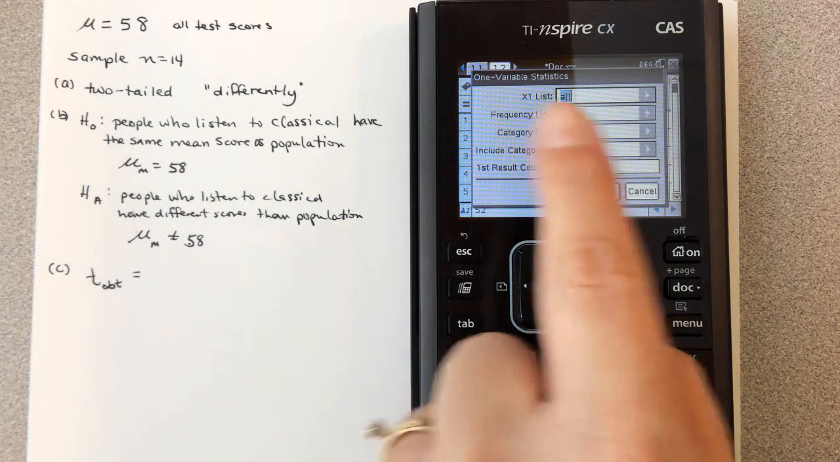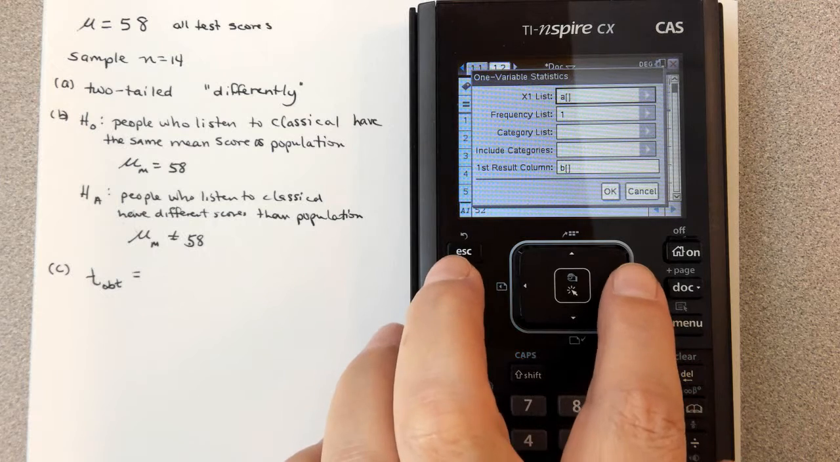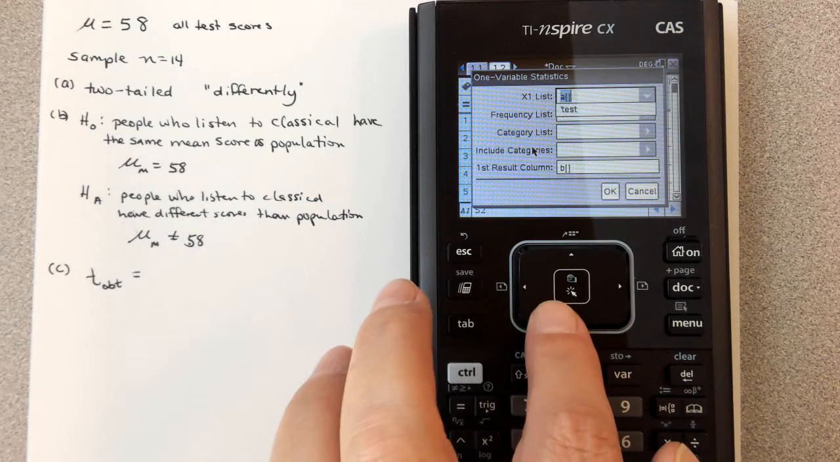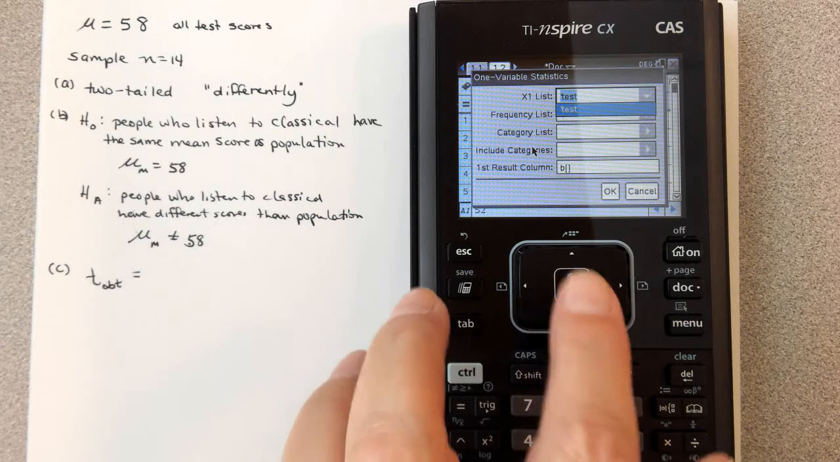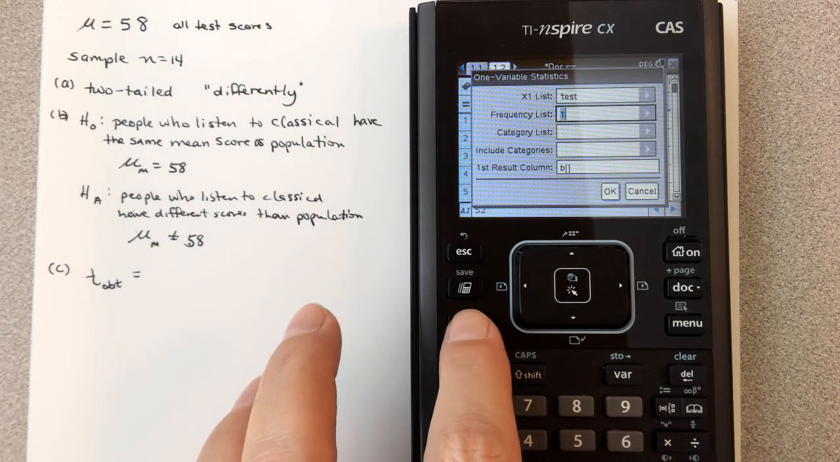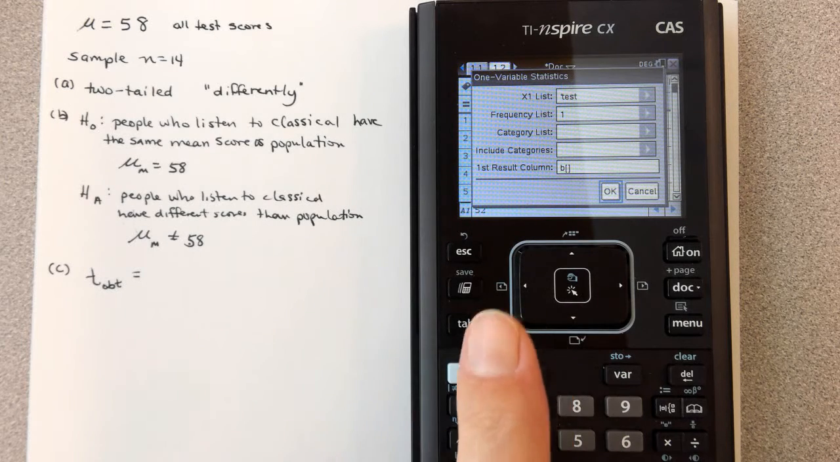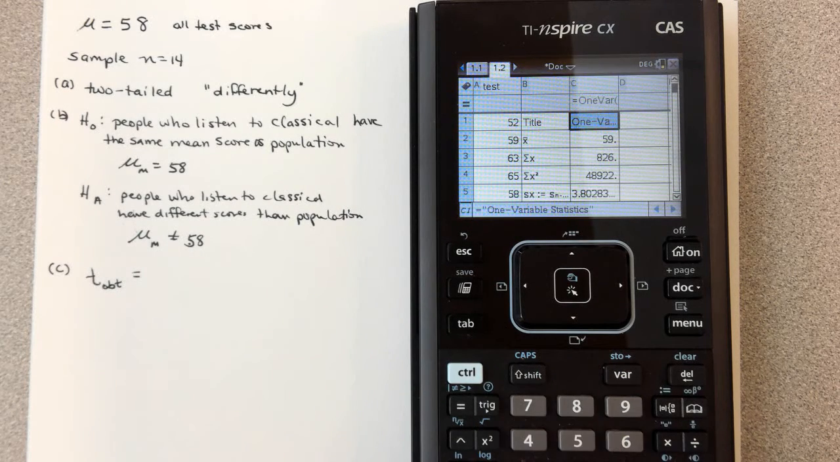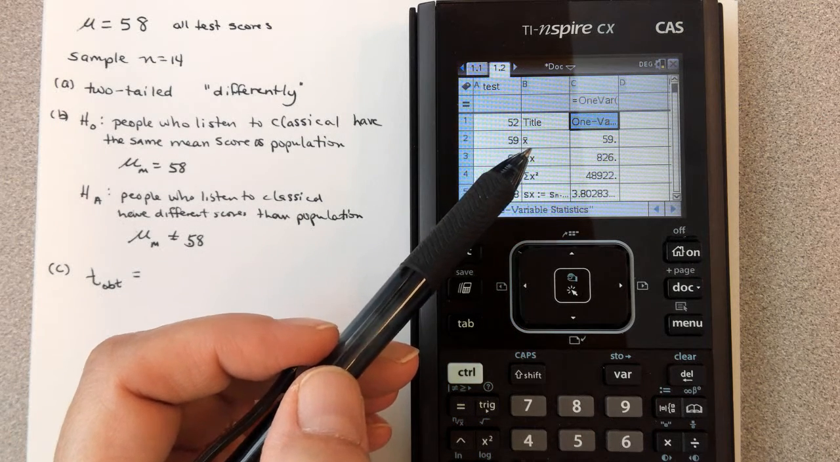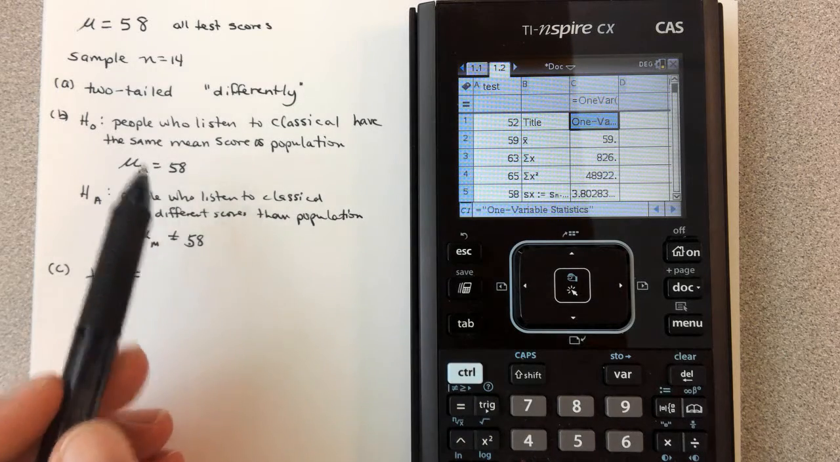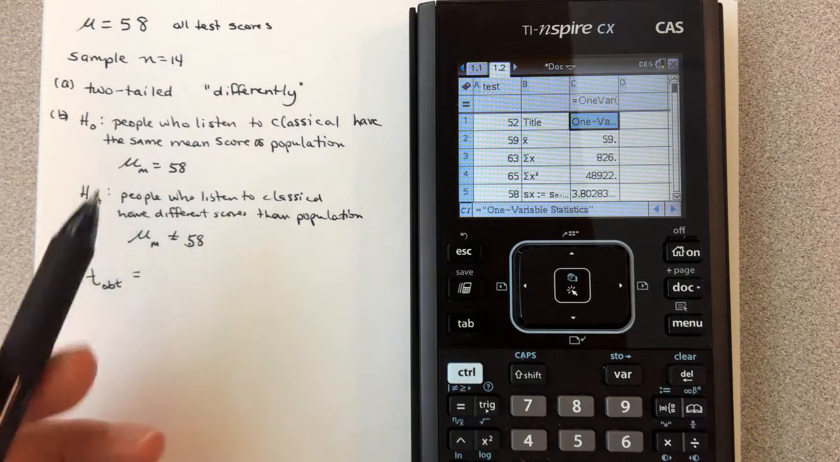And the X list is the list of test scores. So if I arrow to the right there, test is stored in temporary memory, so it'll just bring that up. I can click on it, and then tab will get me through the rest of all these. Don't worry about any of the rest of those. All you have to do is pick the list that it comes from, so that's the first one. When you click OK, you get two things that are important. You get X bar, which is the mean of the sample. So the mean of this sample of 14 people is 59.